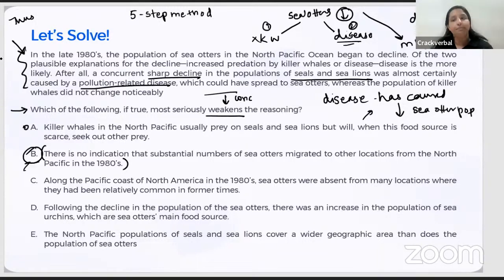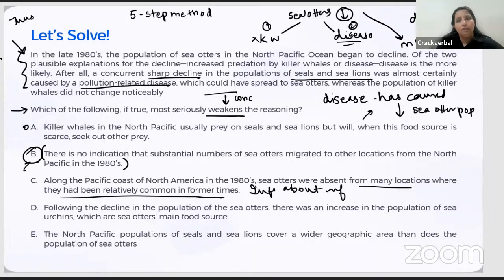All right, let's look at C. Option C tells us that along the Pacific coast of North America, sea otters were absent from many locations where they had been relatively common in former times. On the one hand, you could say this is what a lot of mentors call just information. They're just telling me what I already know, that the otters haven't been around for a while, that this decrease has been happening for a while now. So this is not talking about the reason. This is just reiterating the fact that we already know there's a reduction in the population. This is not my answer.